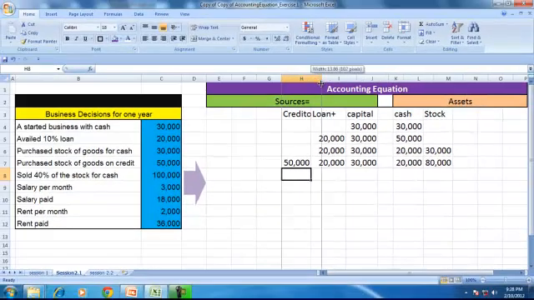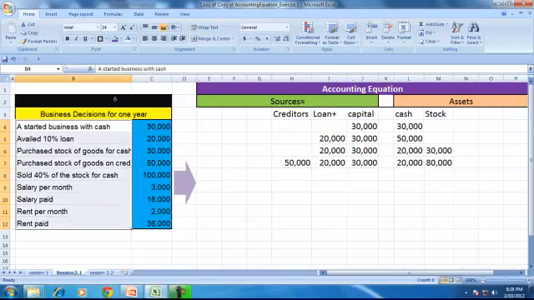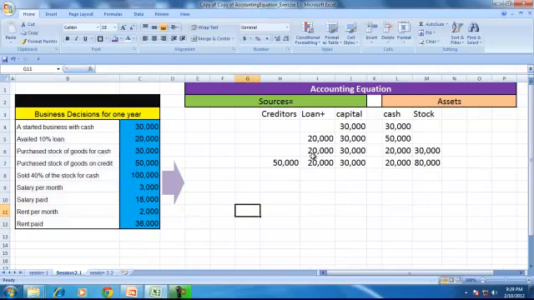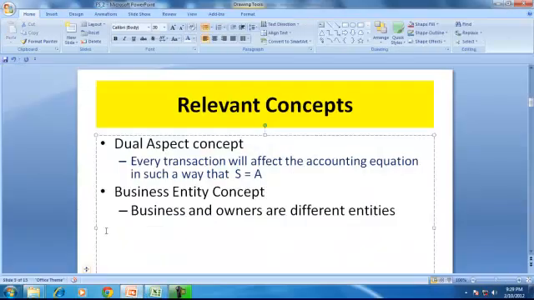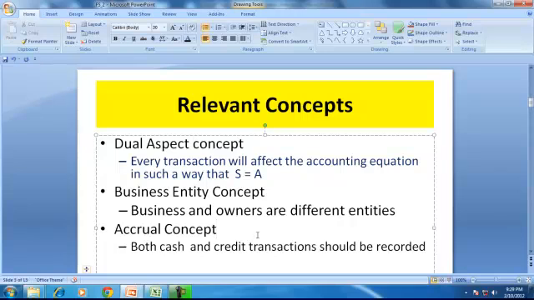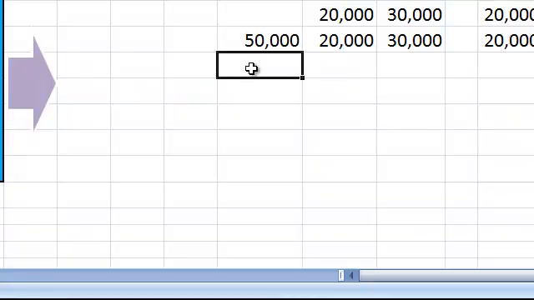You may ask a question here: when the transaction is a credit transaction, why are we recording it? Why is it necessary to record a credit transaction? The concept behind the recording of the credit transaction is called the accrual concept. The accrual concept says both cash and credit transactions should be recorded. By default, the accounting is called accrual accounting.